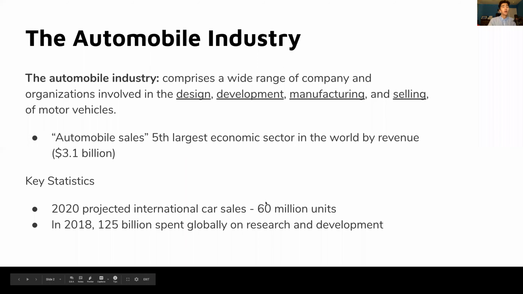So, what is the automobile industry? Well, it comprises a wide range of companies and organizations involved in the design, development, manufacturing, and selling of motor vehicles. This industry was the fifth largest economic sector in the world with a revenue of about 3.1 billion. And some key statistics that I just wanted to include were by 2020, it is projected that the international car sales will be 60 million units. And in 2018, $125 billion will be spent globally on research and development, showing the innovation within this industry.